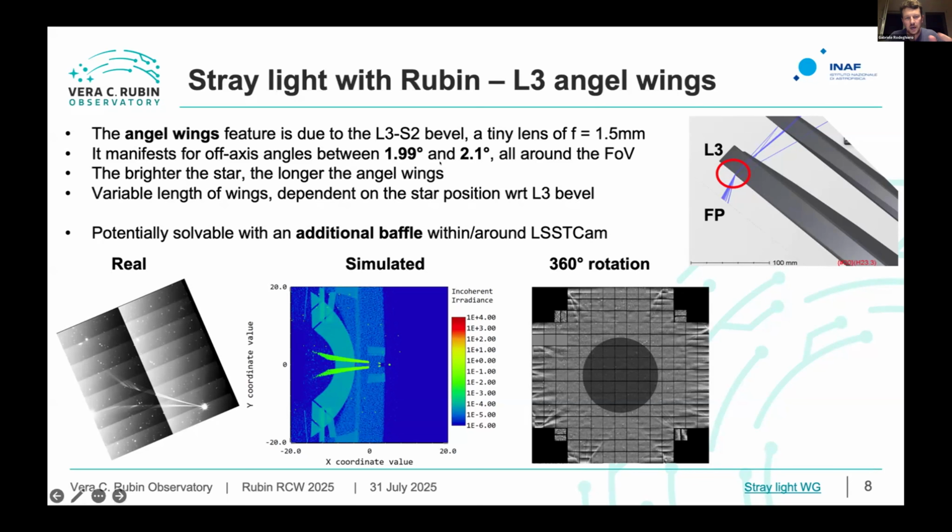It lives in a very narrow annulus at the very edge of the field. The brighter the star, the longer the tails. There might also be a variable length depending on where exactly the star hits the bevel. Here you see that it is rotationally symmetric, so it's all around, because in the end the lens is rotationally symmetric, and we believe this could potentially be solved with an additional baffle either within or around the LSST cam.